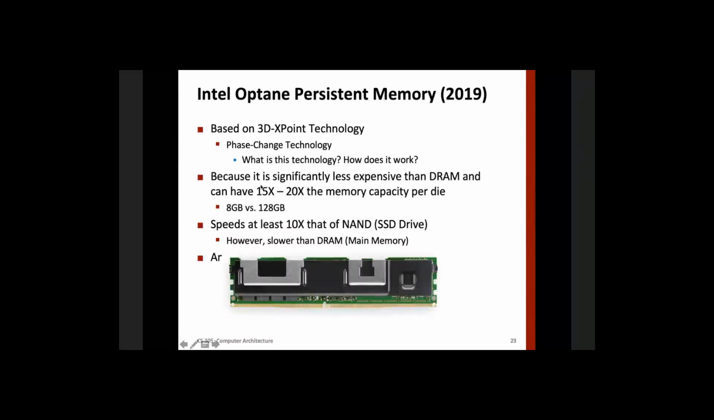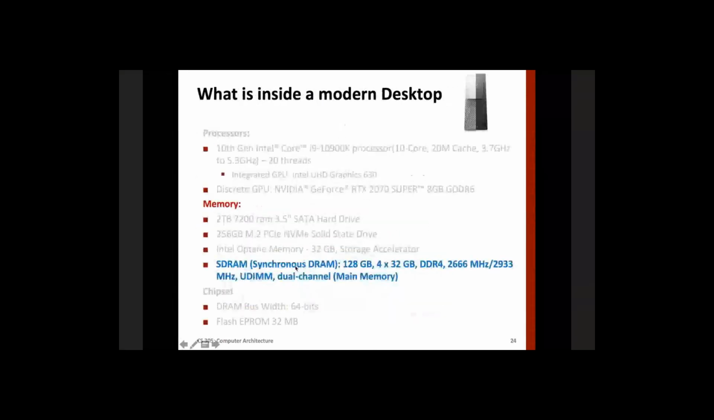But the advantage of this Intel Optane persistent memory is that it is 10 times faster than an SSD, which uses NAND memory, and it is less expensive than DRAM. All right, so it looks something like this. Let's go into the next one.